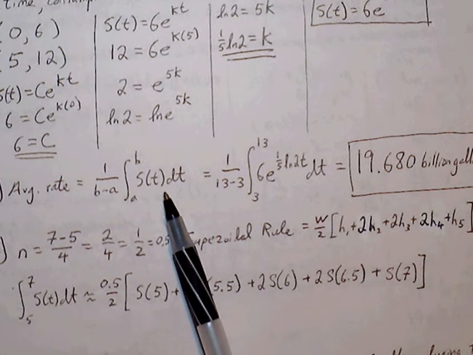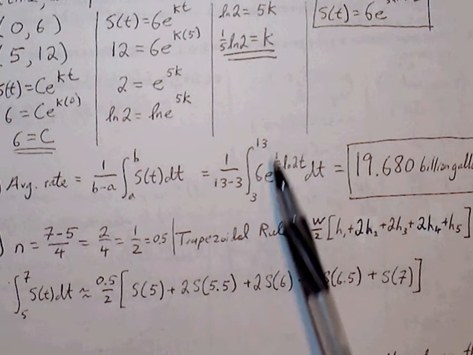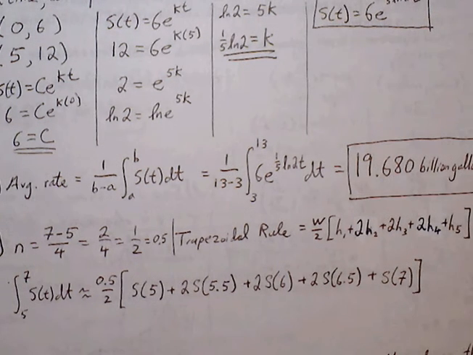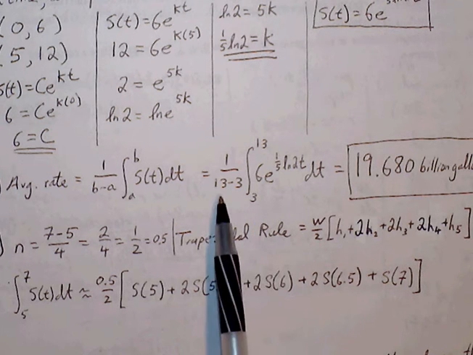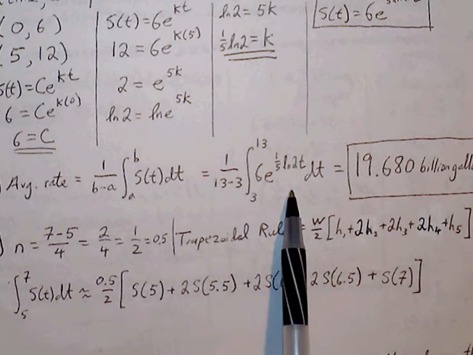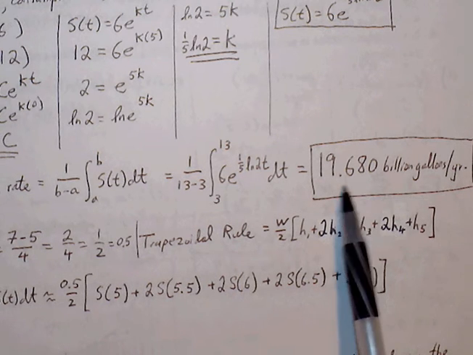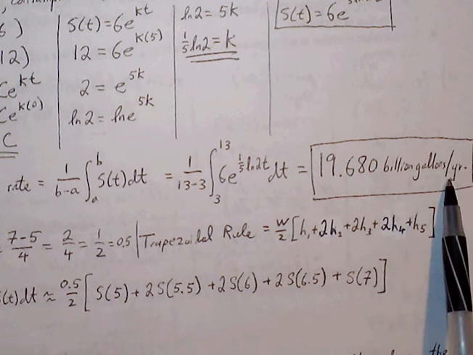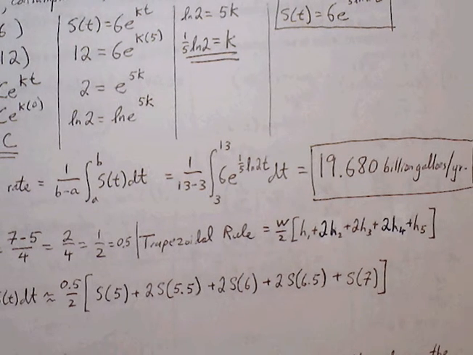We're going from 1983 to 1993, and we know that 0 represents 1980, so we must be going from 3 to 13. We want to use numbers that are representative and easy for us to plug in. So if we use 0 for 1980, we'll use 3 for 1983. Then it's 1 over b minus a, times the integral from a to b of our function. All this can just be plugged into our calculator. Remember, this is in billions of gallons. So 19.68 billion gallons per year is the average consumption rate over the 10-year period.